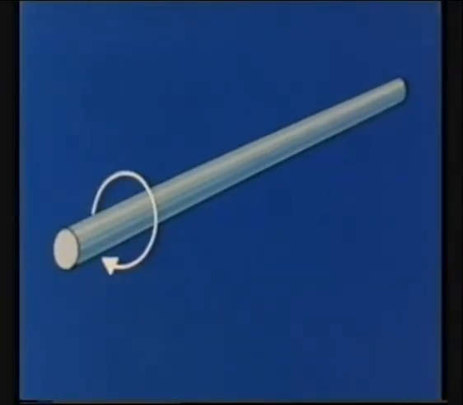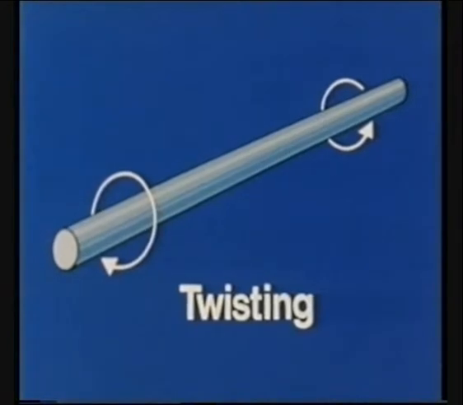The rotational force at one end of the shaft is opposed by a similar force at the other end. The name given to this action is twisting. It's very common in axles and shafts. It's also common in drills. The twisting force here has the effect of trying to straighten out the helix of the drill.